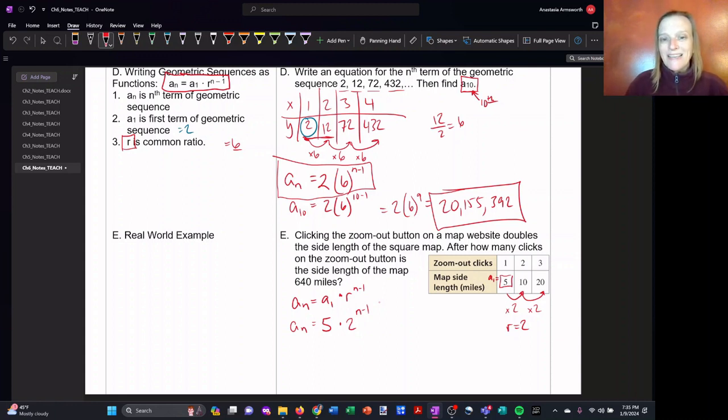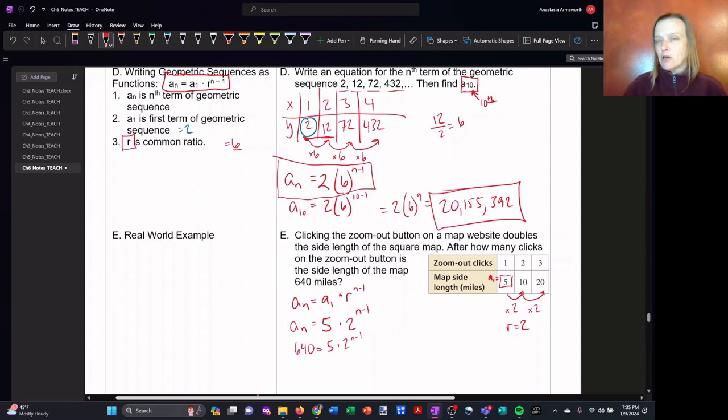But I want to know, when does this equal 640? When does 5 times 2 to the n minus 1 equal 640? I would really like to get n all by itself. That's a little tricky to do right now because in Algebra 1, we haven't learned all the math that we need to get it by itself, but we can simplify this and then go from there.